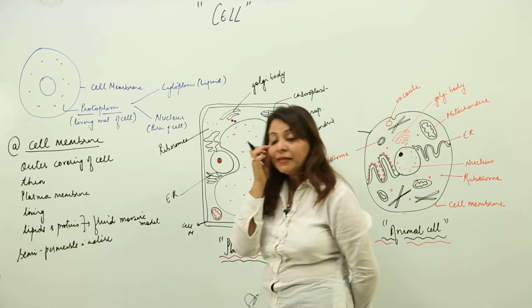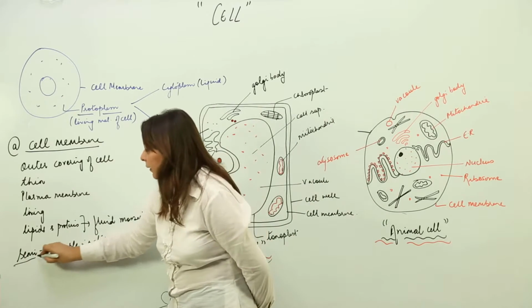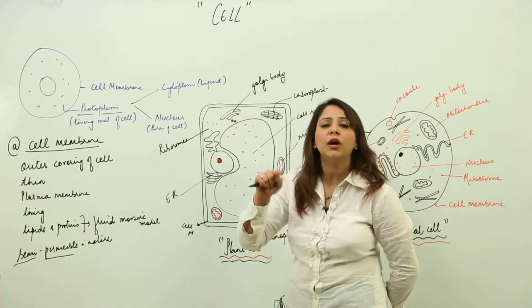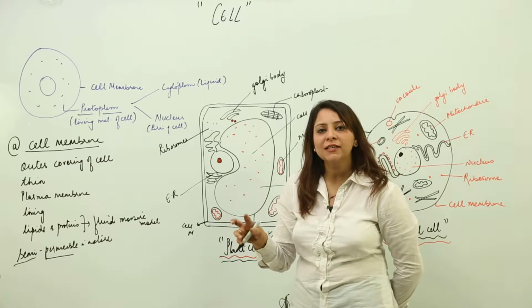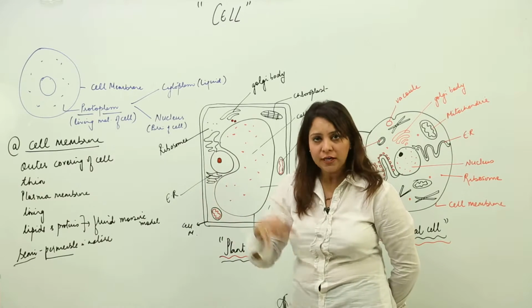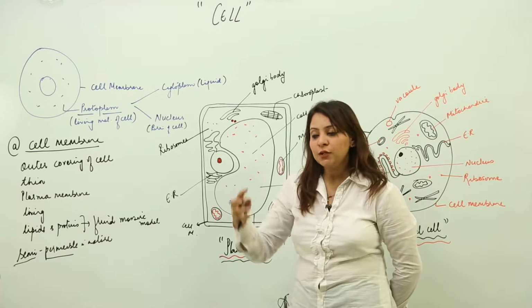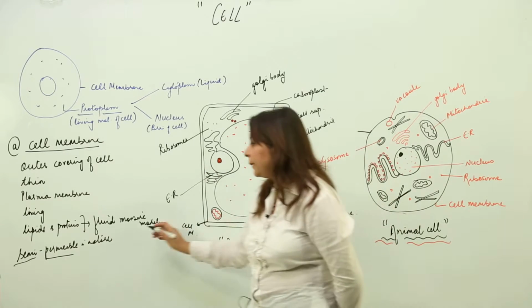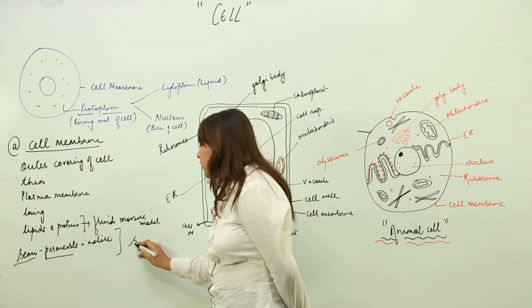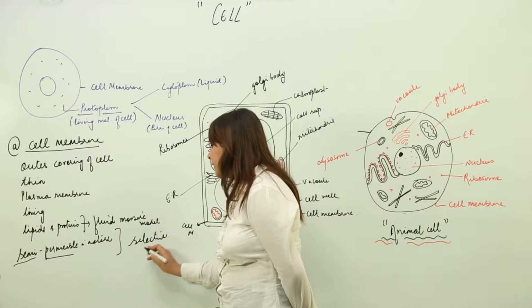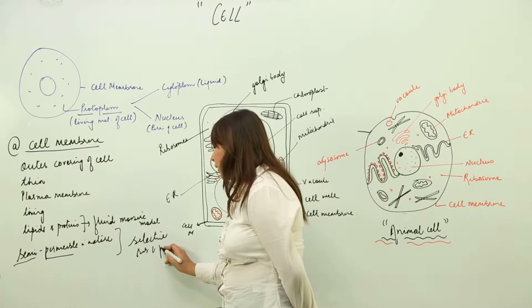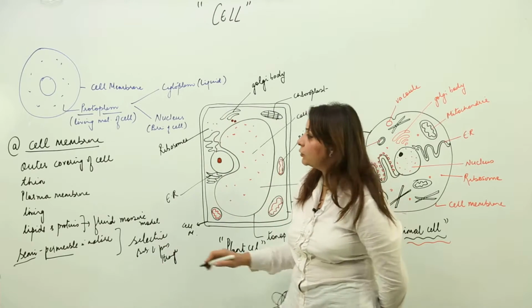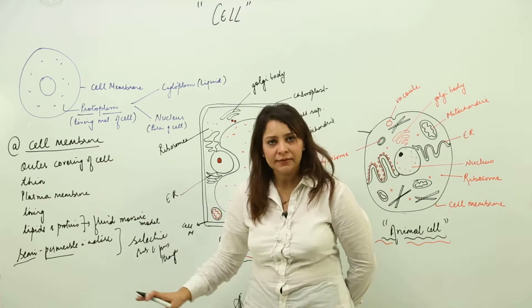Now what do I mean by saying that it is semi-permeable? It means it allows movement of only selected substances into or out of the cell. That means any substance or foreign particle cannot enter the cell, and any substance from the cell cannot escape either. So the cell membrane is semi-permeable, which means it allows selected substances to pass through. These are the characteristics of the cell membrane.